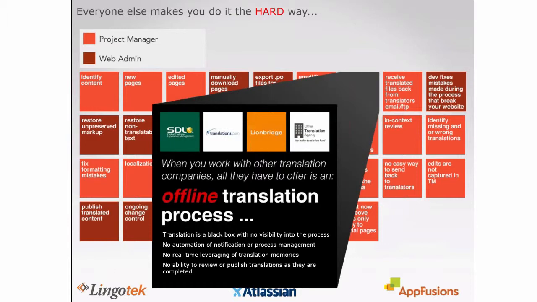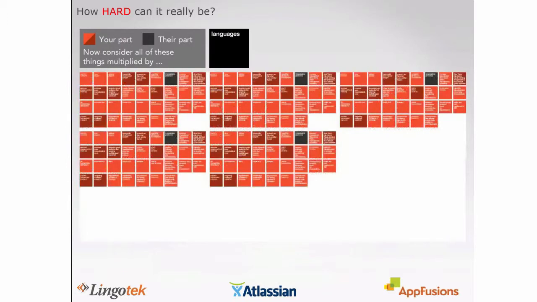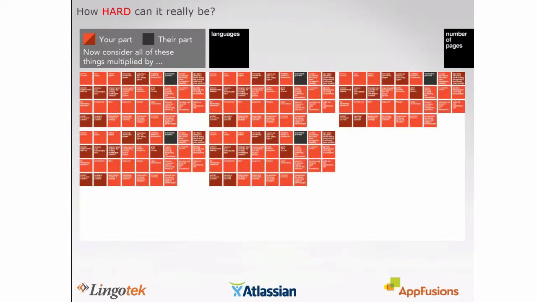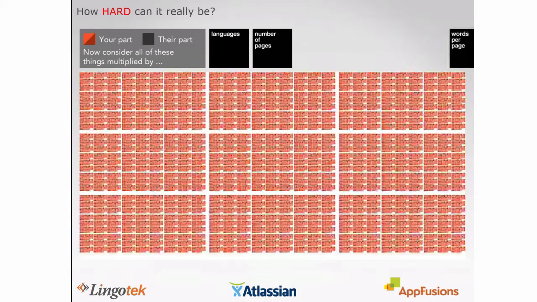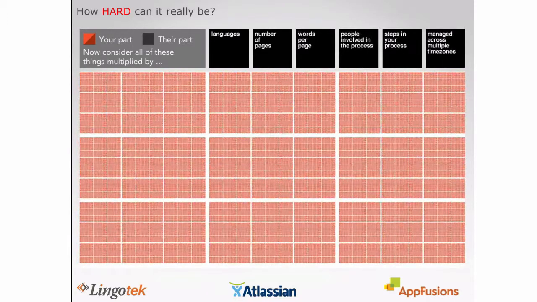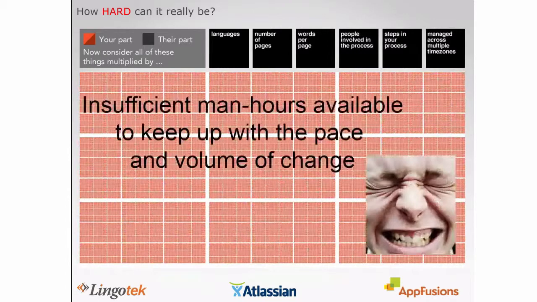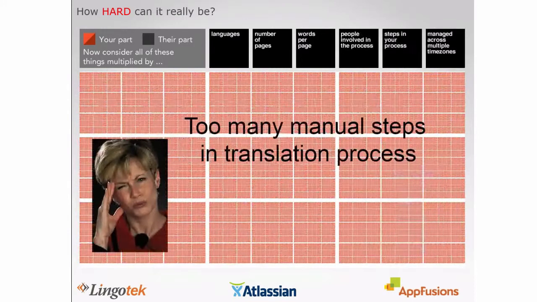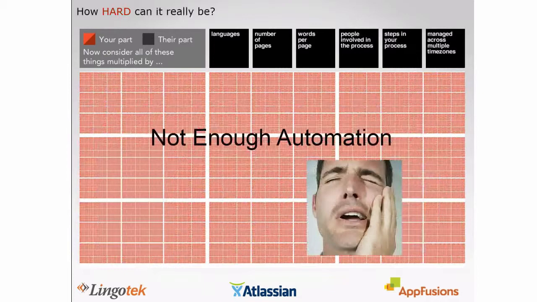Of course, translation is still a black box. You don't have any visibility into the process because it's an offline process. There's no automation or notification of process management, no real-time leveraging of your translation memories that you've invested in, and there's no ability to review or publish translations as they're completed. And so, as you have all of these different things you have to do, and you multiply those by the number of languages and pages and words per page and so forth, pretty soon you have an insurmountable number of steps. And your translation company is not really helping out much at this point because you're doing all the work, and you don't have enough hours in the day to keep up with the volume of change. Too many manual steps in the translation process and not nearly enough automation.